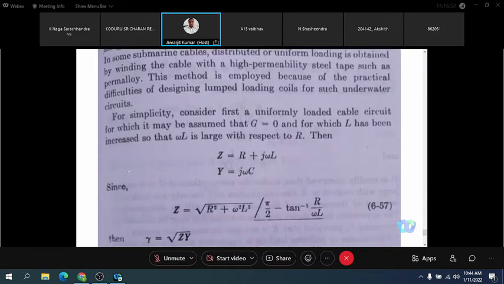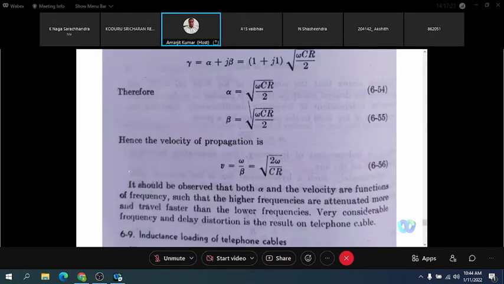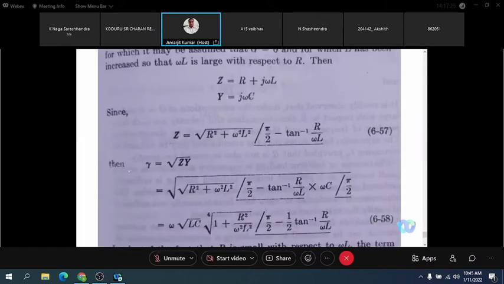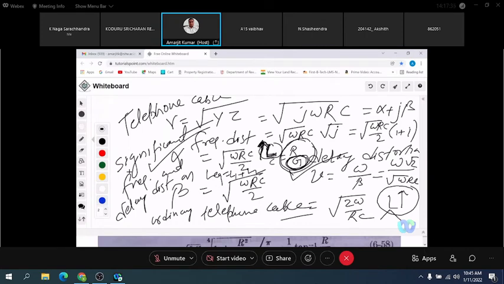So now, if we do this loading of the transmission line to increase the value of inductance so that the distortionless condition is achieved, to minimize the delay distortion and frequency distortion for the telephone cable, we are doing inductance loading. So basically, what will Z and Y be then?